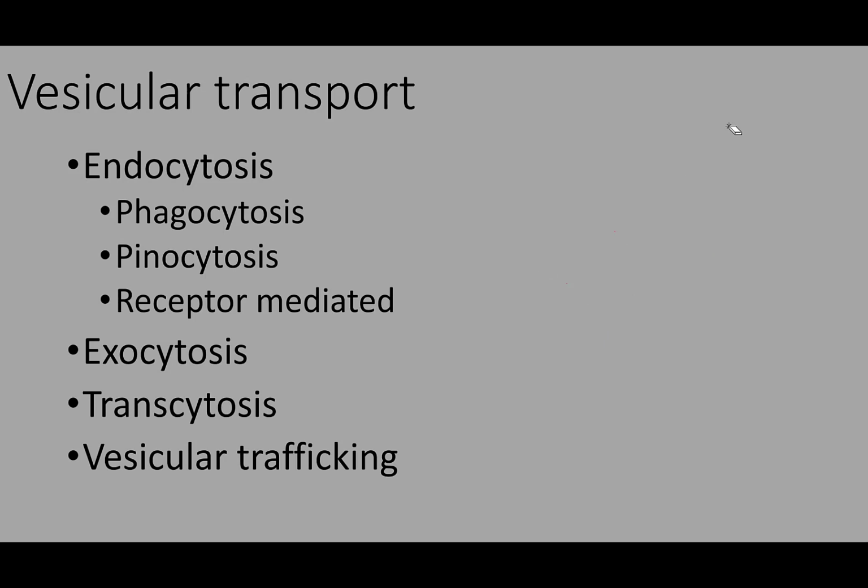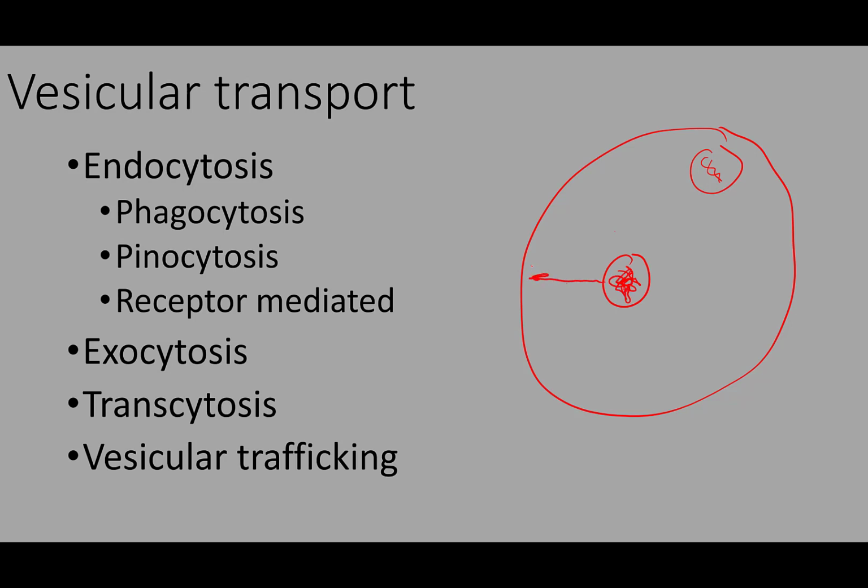Well, exocytosis is just the opposite. In exocytosis, we have our cell, we have something in a vesicle, probably some waste matter. The vesicle travels to the edge of the cell, it merges with the edge of the cell and opens up, and whatever it was, the waste or the hormone or whatever, is removed from the cell. That's exocytosis. Something is exiting the cell.